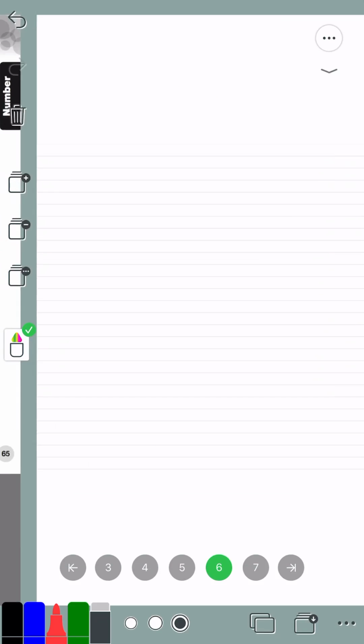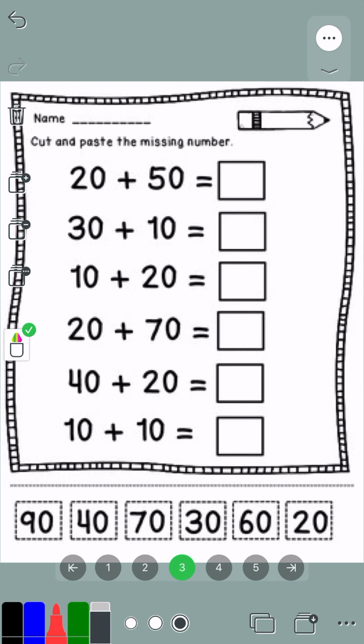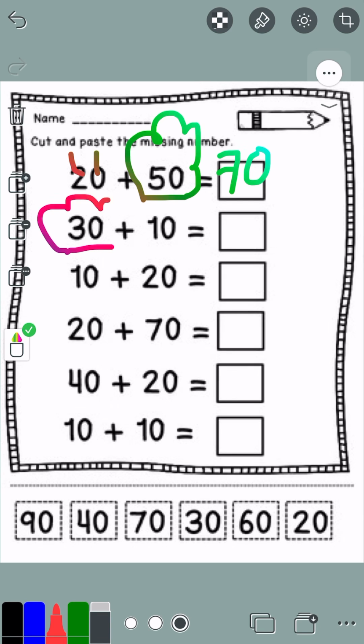So let's take more examples now. 20 plus 50. Now count on in tens from the bigger number. So put 50 in your head plus 20. Now count on in tens. 50, 60, 70. So the answer is 70. 30 plus 10. 30 in your head plus 10 equals 40. 20 plus 10 equals 30.